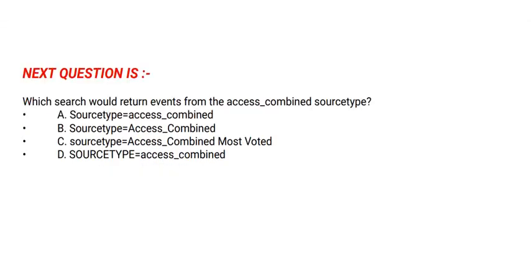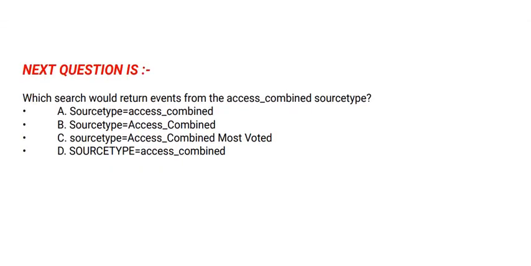Next question is, which search would return events from the access_combined source type? Options are: Option A, sourcetype equals access_combined. Option B, sourcetype equals access_combined. Option C, sourcetype equals access_combined, most voted. The correct option is option C.